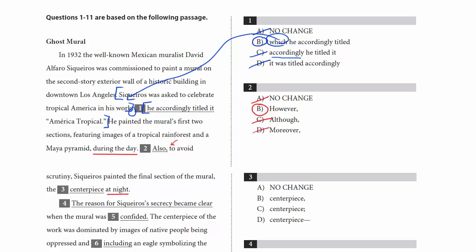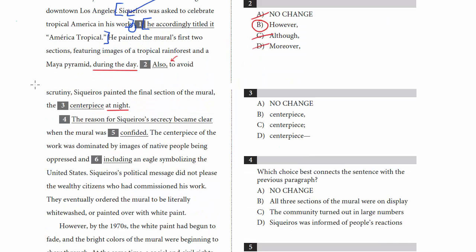So let's move on to number 3. However, to avoid scrutiny, Siqueiros painted the final section of the mural, the centerpiece, at night. Notice we have this comma here. We are in a two or none situation because this is not a sentence, it's not a phrase that can be attached to the end of the sentence.